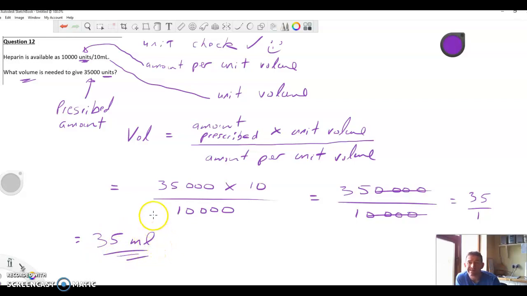Does it make sense? Well, if you had 20 mils, you'd be going with 20,000 units. We want to get up to 35,000 units. So if we had 3 of these, we'd have 30 mils, and then we'd be up to 30,000 units. So 35 mil does make sense. So we should be happy enough with that.